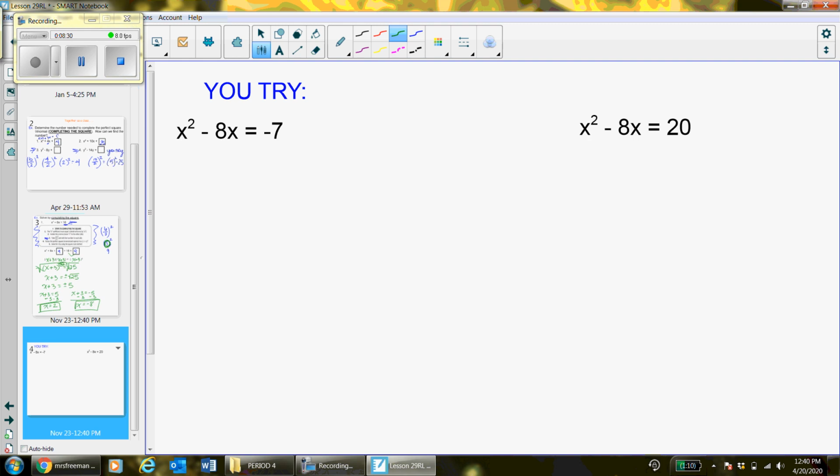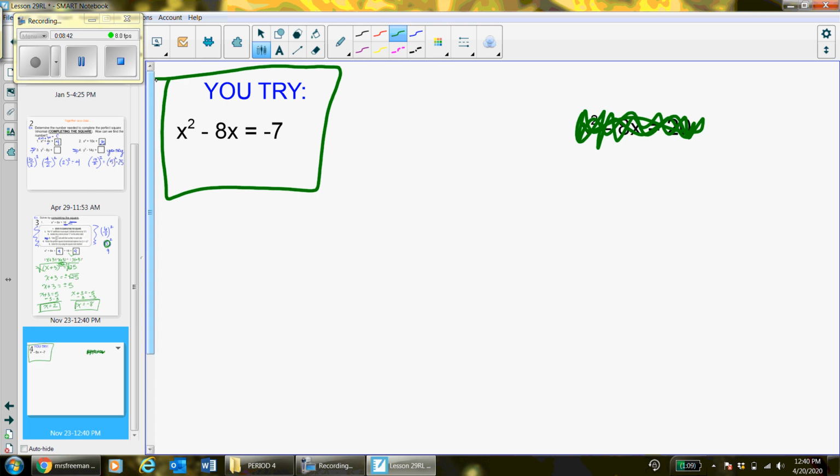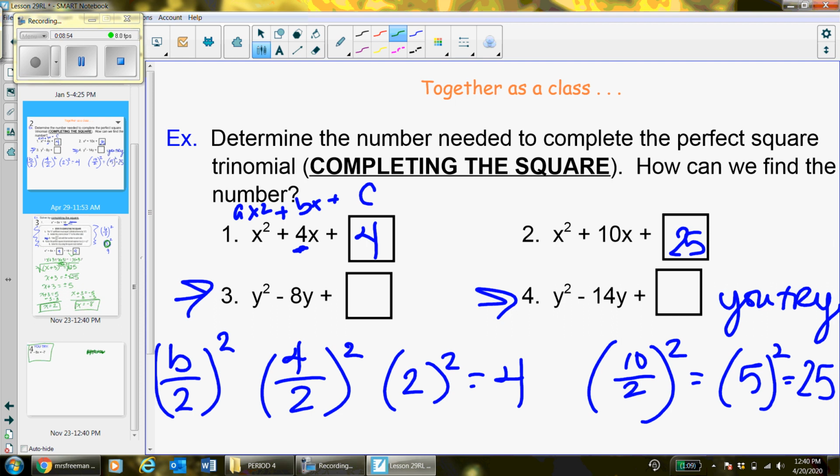All right, so that is how you complete the square. I am not going to have you do both of these because completing the square has a lot of steps. I only want you to do this one, okay? So you're going to take a picture of this, write your name on it, put lesson 29 at the top, and have this you try and these you tries that I identify, questions 3 and 4, on one piece of paper or separate sheets, is up to you.